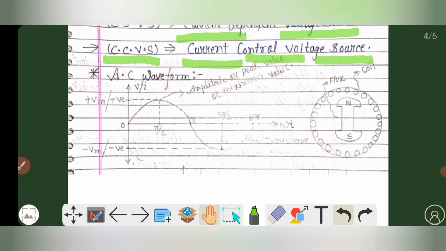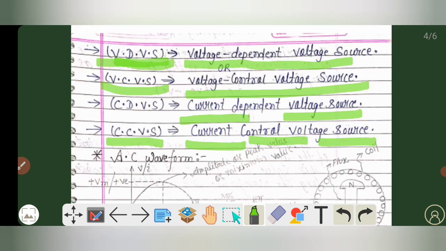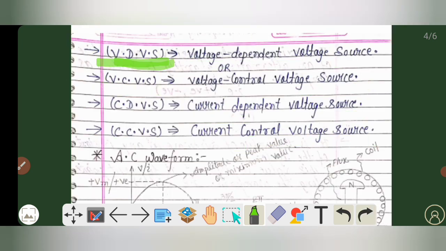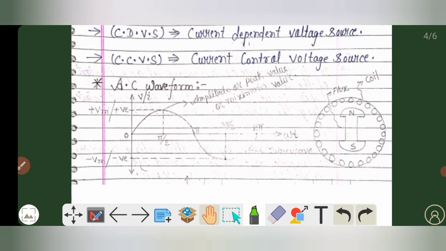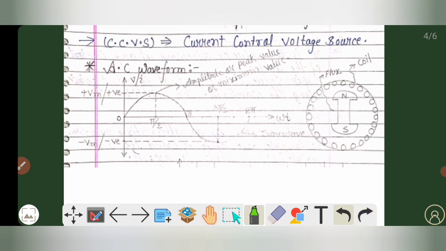First of all, we have to see the AC waveform. As you can see in the given figure, this is basically the AC waveform. The graph of the AC waveform touches, or we can say cuts, the time axis at pi, and at 2 pi, and further at 3 pi, 4 pi.